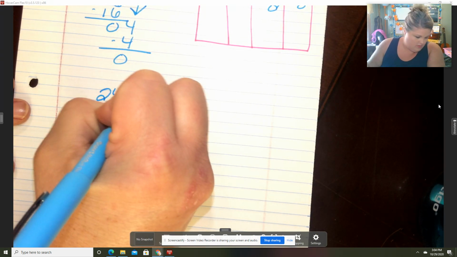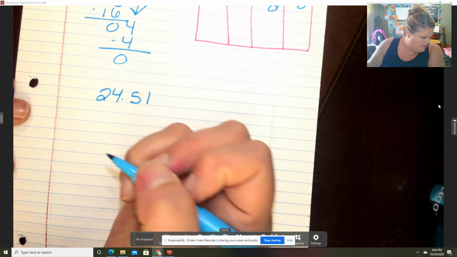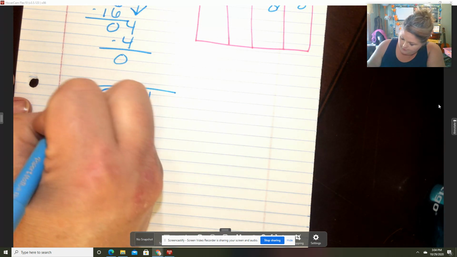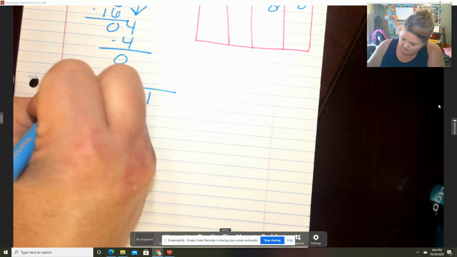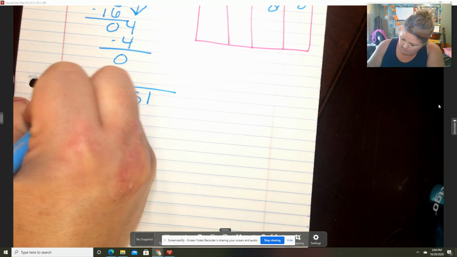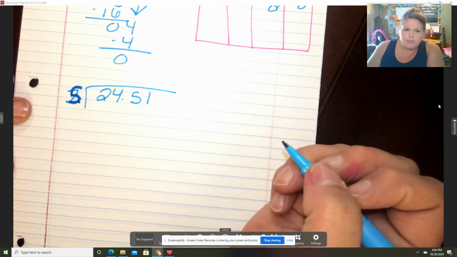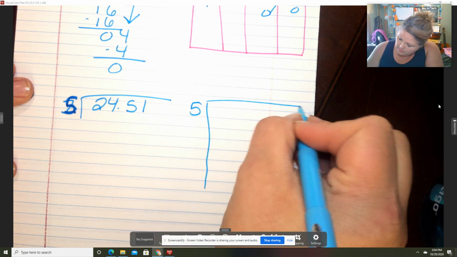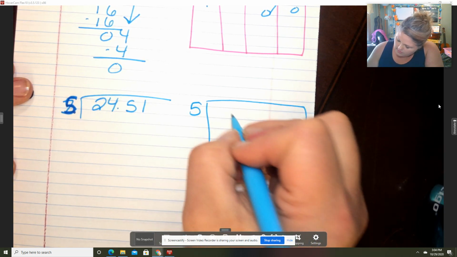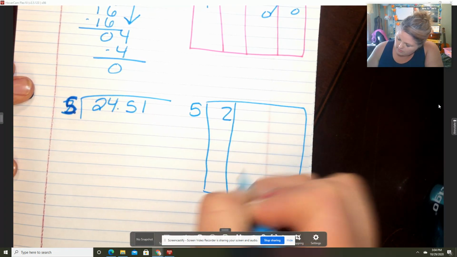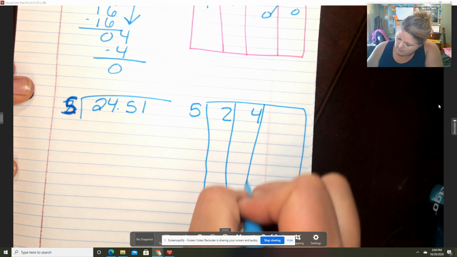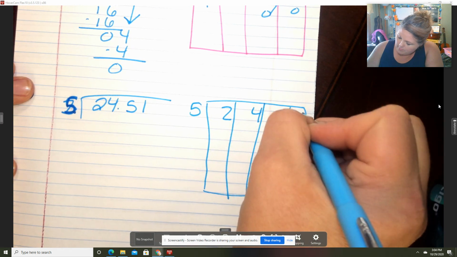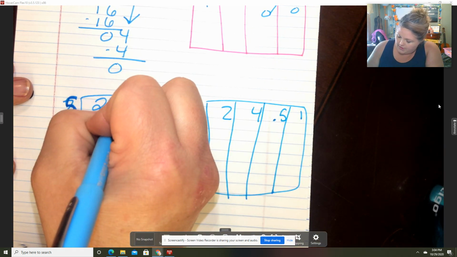$2.45. 1. This one we might have to add a 0. I'm not sure. Oh, no, it's 5. So we probably not. Okay. And then I'm going to go ahead and draw my box. Okay. I'm going to bring my decimal up.